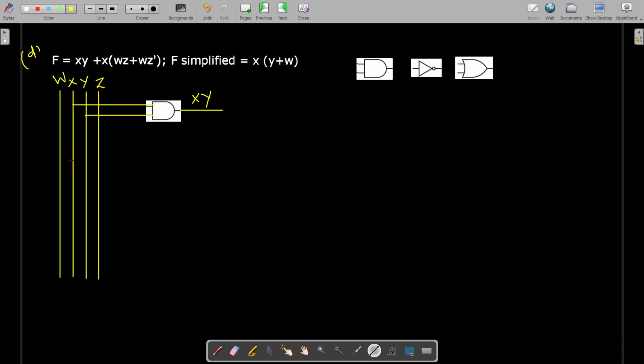In the second term, we can take the connection from this x first, and then take the connection from this w and z. This w and z are combined using this two input AND gate, so that at the output of this AND gate we get wz. Then we take another connection from this w and z.